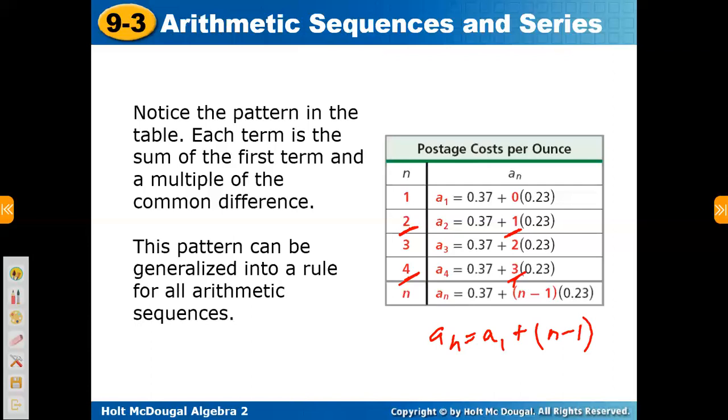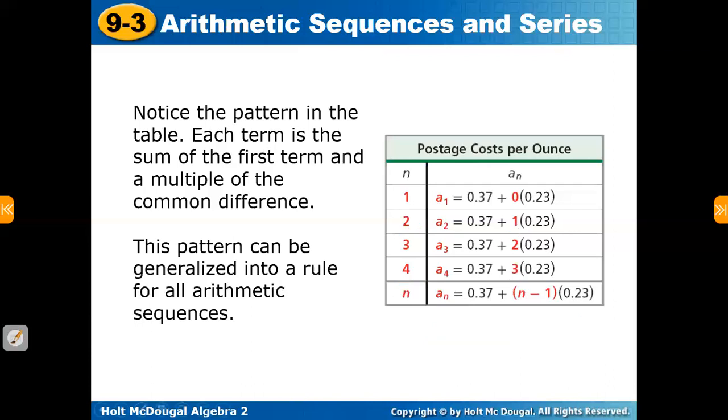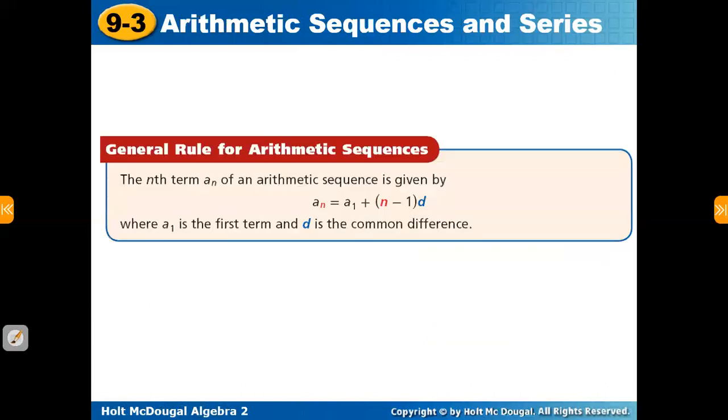So this is the explicit rule for all arithmetic sequences. The nth term an of an arithmetic sequence is given by an equals a1 plus n minus 1 into d, where a1 is the first term and d is the common difference.